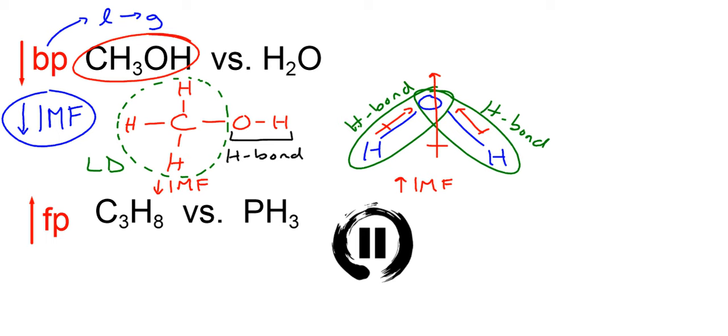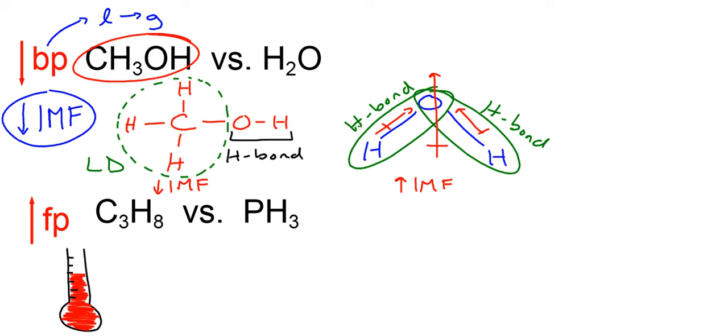Now pause the video again and start from scratch without any assistance. You are looking for the higher freezing point between propane and phosphorus trihydride. Sometimes this is harder for students to comprehend with freezing points. So let's first make sure that our brains are aligned.